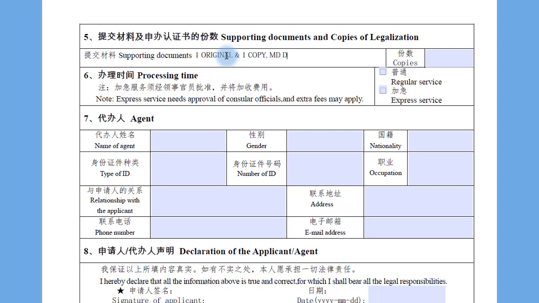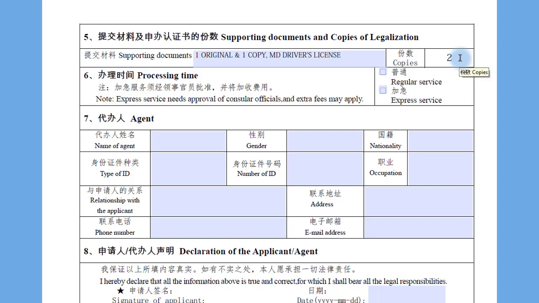If, for example, we were presenting 5 powers of attorney, we would put in 5 originals and 5 copies, Maryland driver's license. The copies is the number of copies being presented for authentication. So in our case, it's 2. With the power of attorney reference, where there were 5 that I had just mentioned, the number of copies would be 10. So now we're going to move on to processing time.